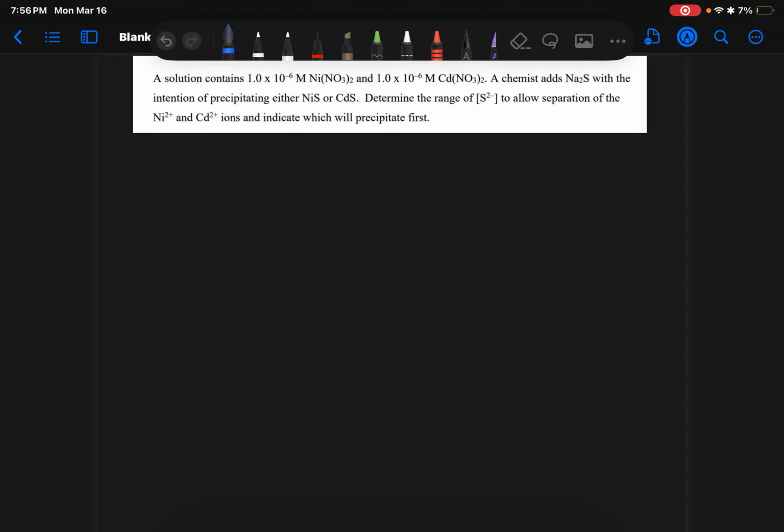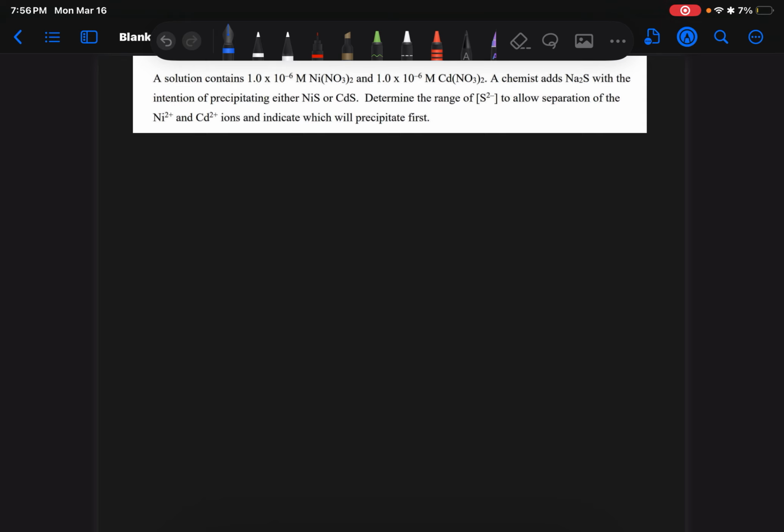Got a quick question for today, based on whether a precipitate forms or not. We're trying to find out what concentration of an added compound will cause separation, and which ion will precipitate first. So, my bad, what's the first step?